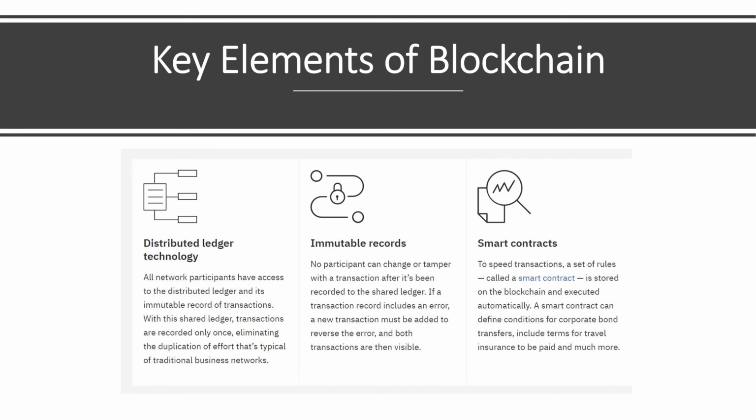To speed transactions, a set of rules called a smart contract is stored on the blockchain and executed automatically. A smart contract can define conditions for corporate bond transfers, include terms for travel insurance to be paid, and much more.